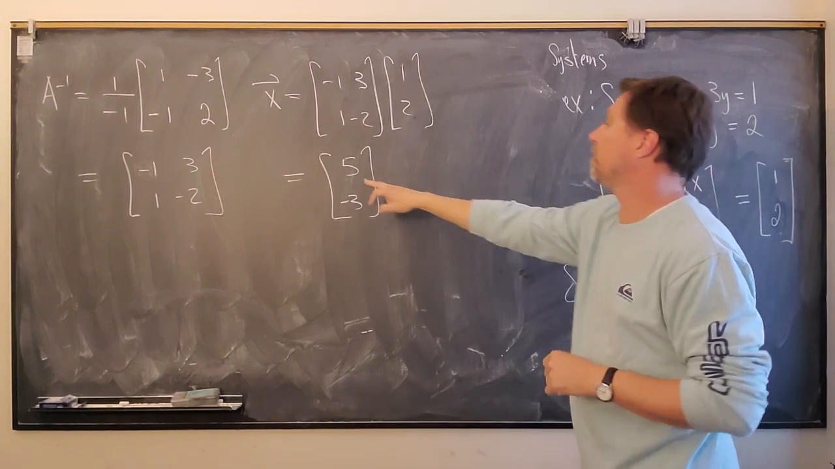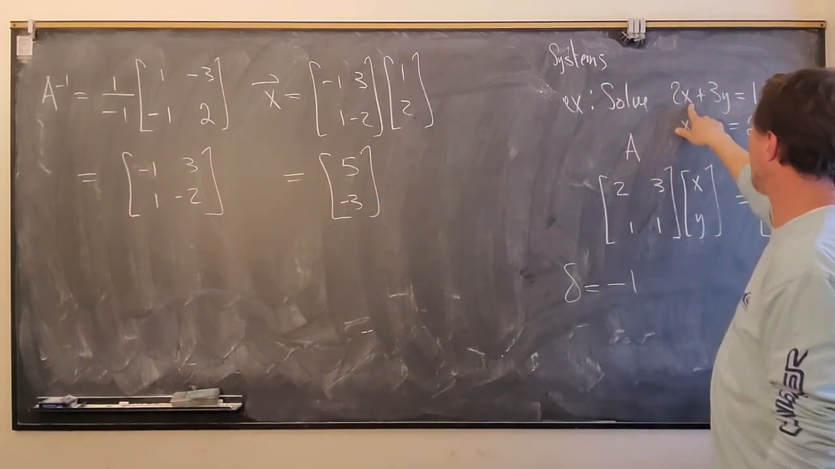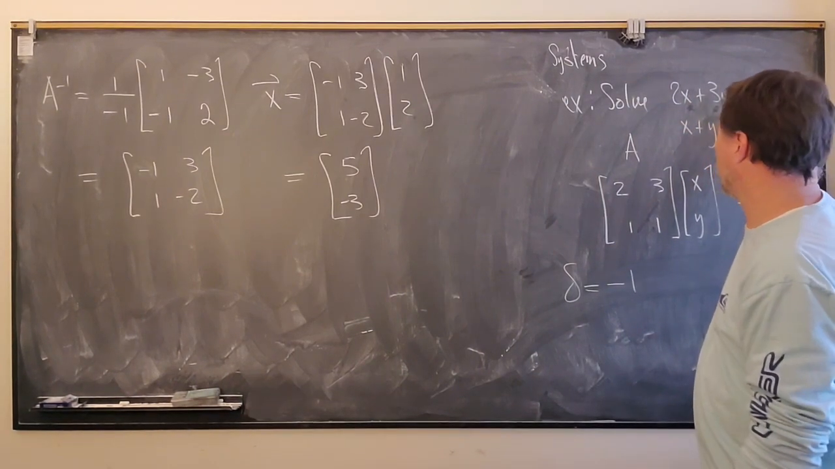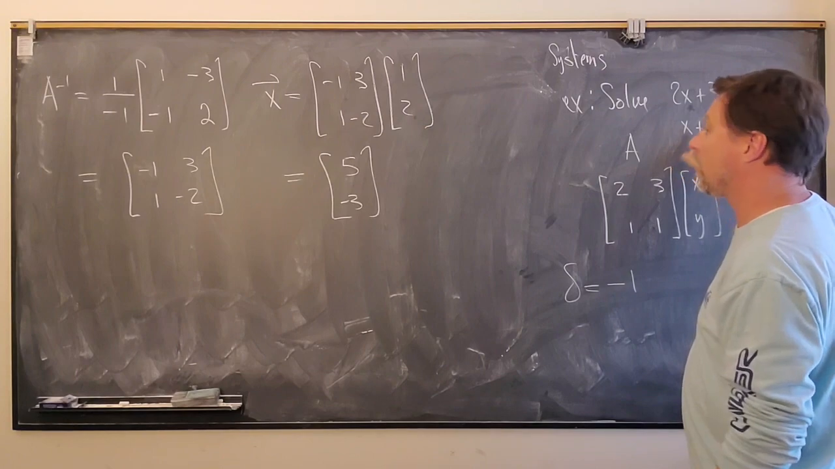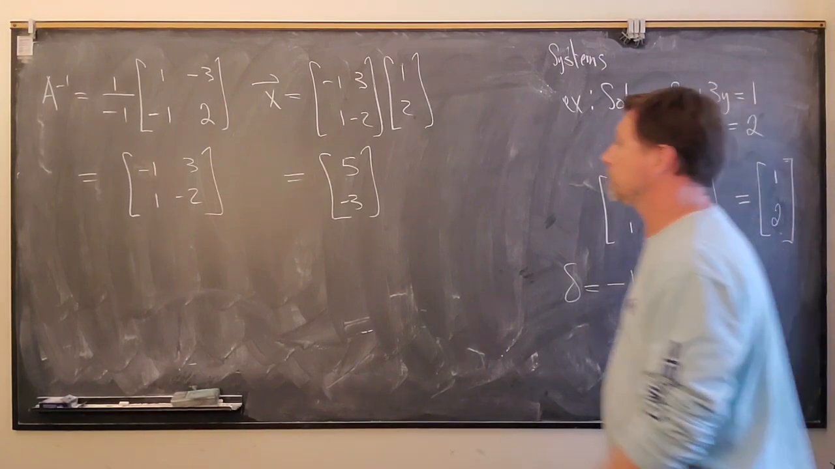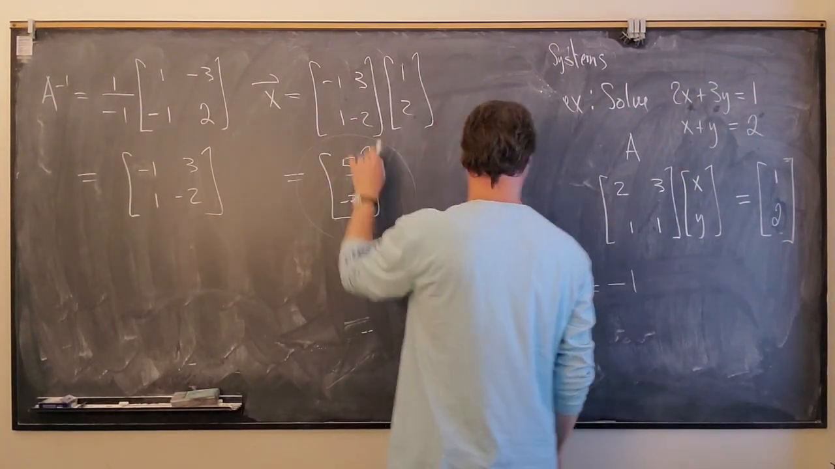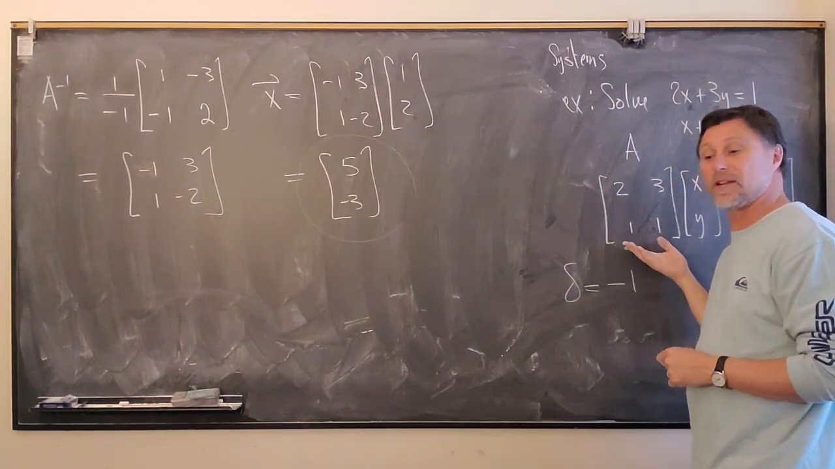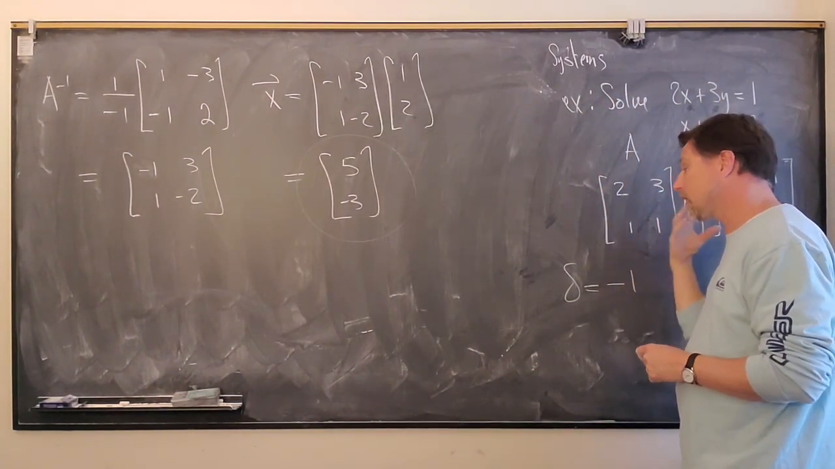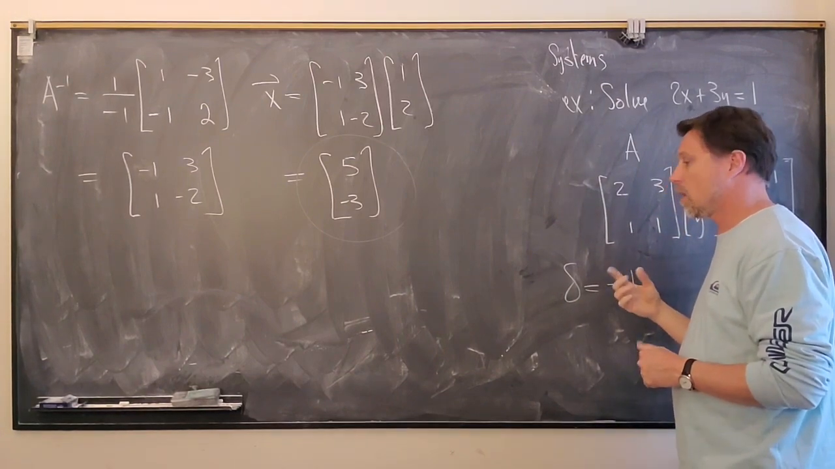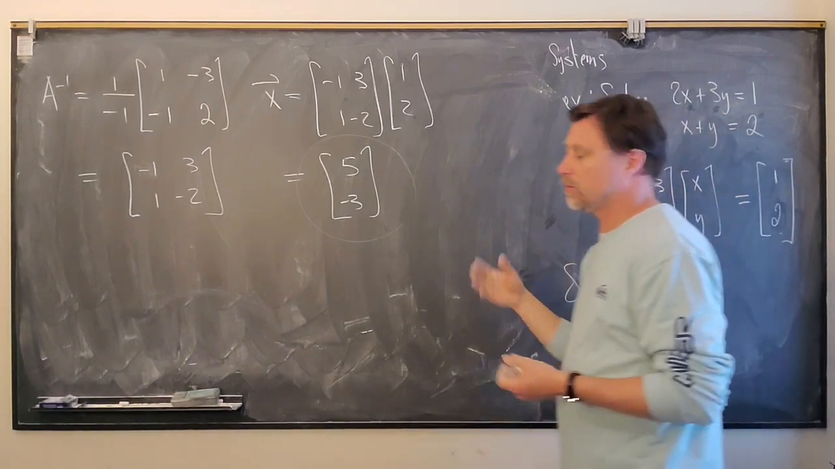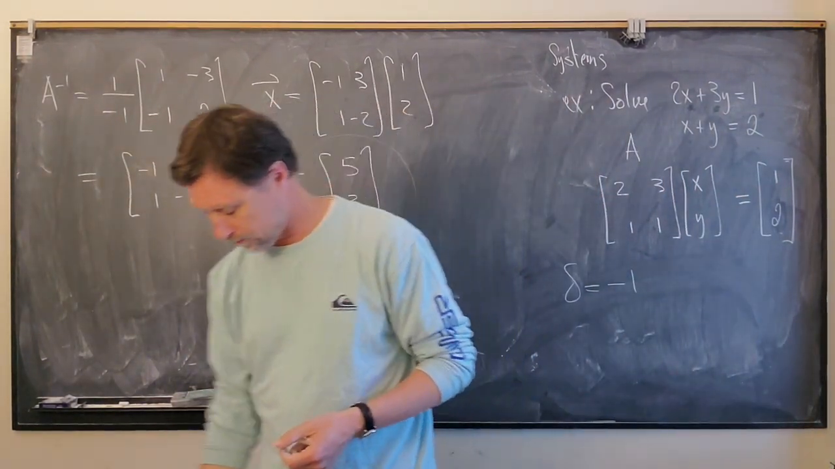Check it. Plug 5 in for x in the first equation. What do we have? 10 plus negative 9 equals 1. Yep, that works. And 5 minus 3 equals 2. So, in the case that the linear system corresponds to a coefficient matrix that's invertible, then one way to go about finding the solution is to find the inverse matrix and multiply both sides by the inverse matrix.